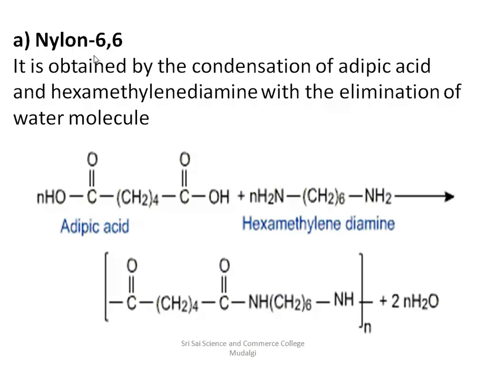So 6,6 means the number of carbon atoms in each monomer is 6. So there are two monomers here, that is adipic acid and hexamethylene diamine. So hence it is called as what? Nylon 6,6. So it is very clear, I suppose, right?